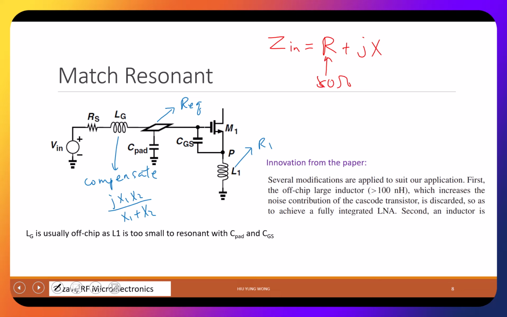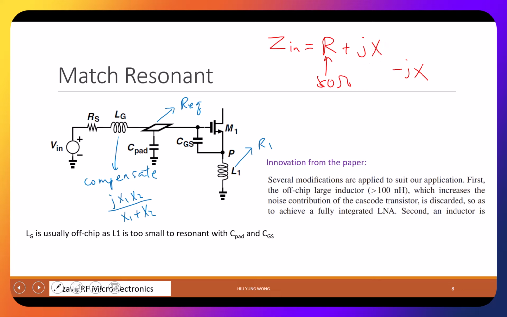Of course, when you adjust this, X will also change, but usually it won't be 0. Then later, we are going to add another component. For example, if X is positive, we add a negative jX to it to cancel it. If X is negative, we add a positive jX to it. Under what situation will you get a positive X impedance? It means j times a positive number. It's inductive. Very good, right?